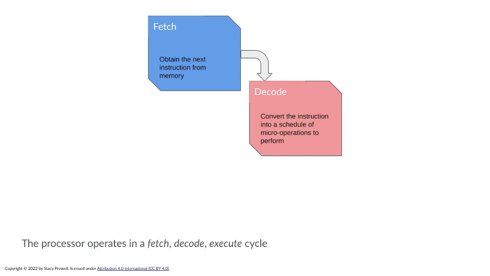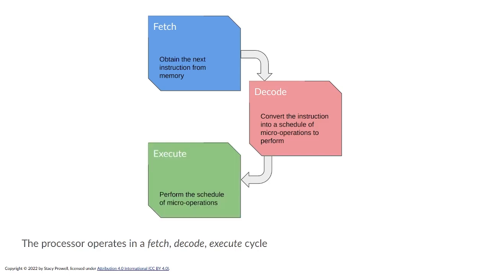Once I've built that schedule through decode, I execute it. I do that set of tasks. And when I'm done with that set of tasks, as part of that, I will update the instruction pointer, and then I will just fetch the next instruction. And I go around and around this cycle as long as the processor is operating, and just keep fetching, decoding, and executing. Because if I ever stop doing that, well, then the processor just stops, and now I've got to reboot the machine or power cycle it or something else.